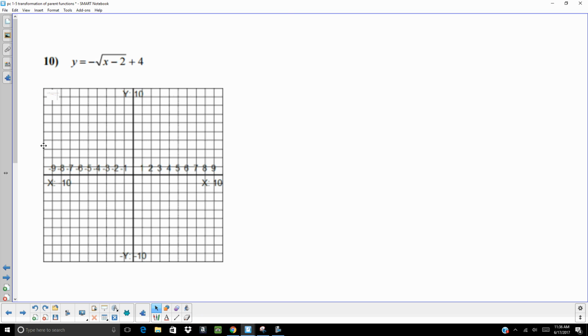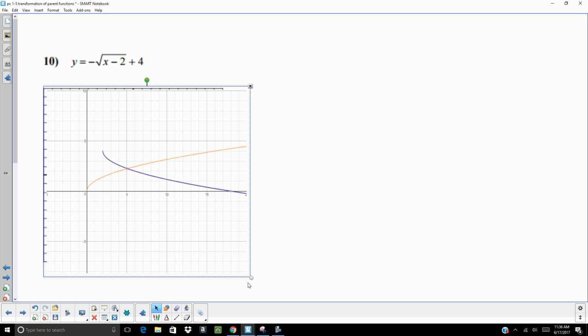So if I were to graph it, and I did this on the computer, this is what it would look like. This is my original function in orange or yellow, and then it's being shifted to the right 2, up 4, and flipped over. So that purple line is what it would end up looking like.